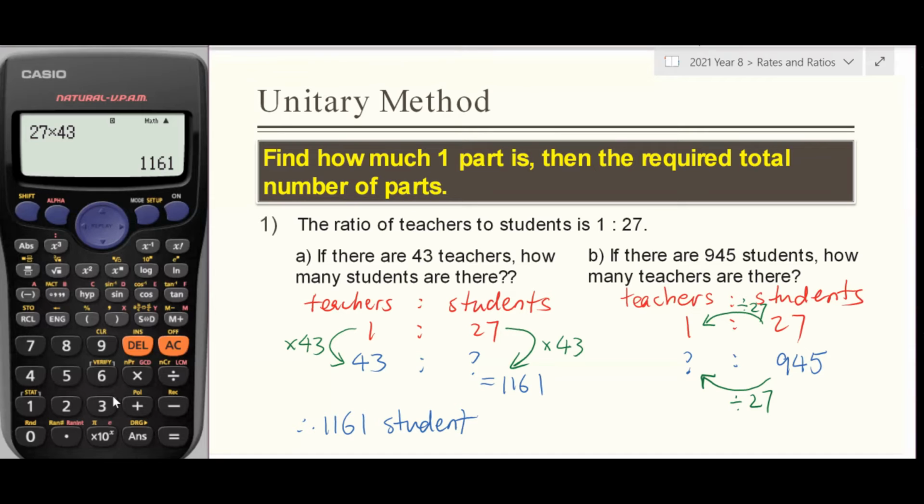Using the calculator, let's do this. 945 divided by 27 is equal to 35. Hence, that's telling me the number of teachers that is needed is equal to 35. 35 teachers.